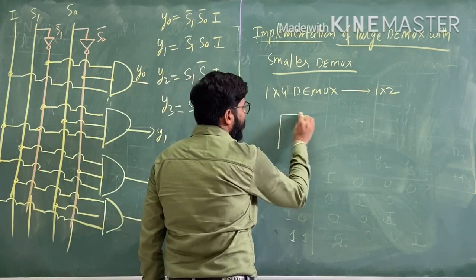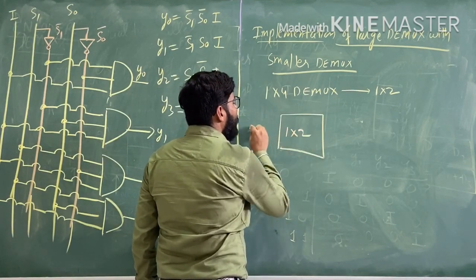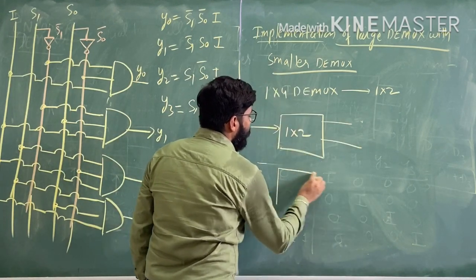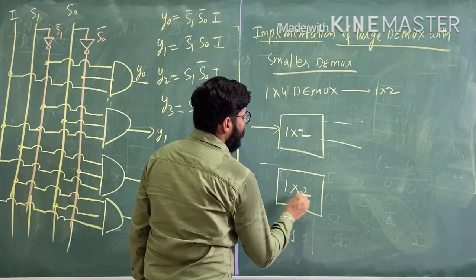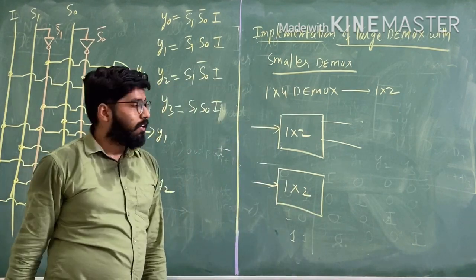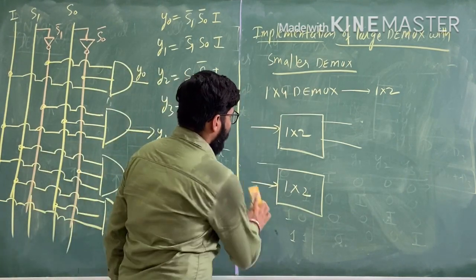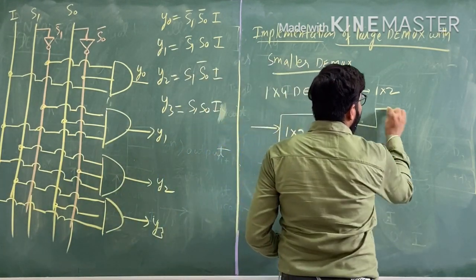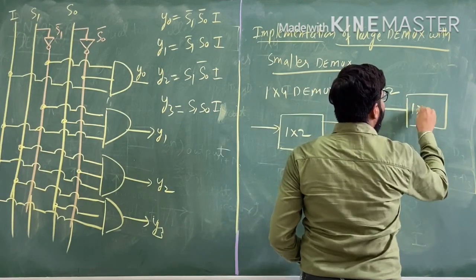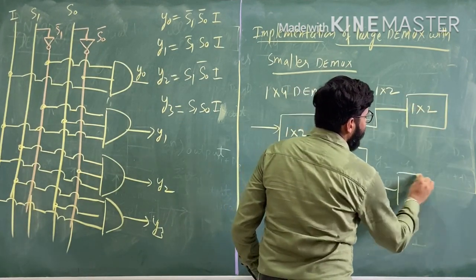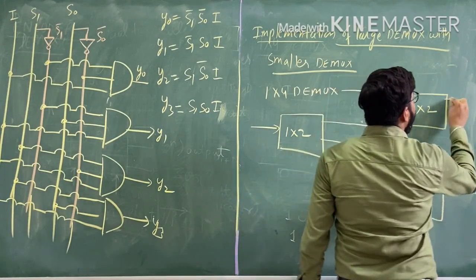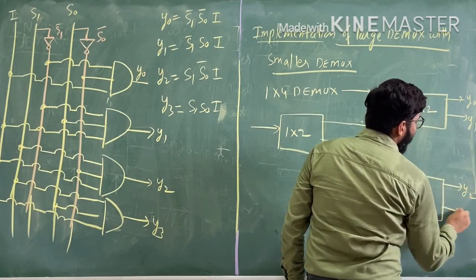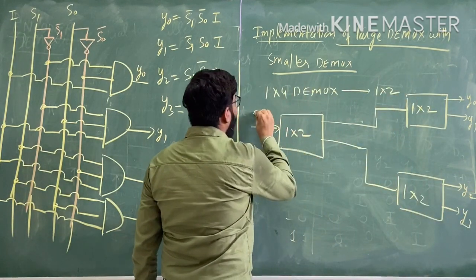So we have to put here a 1 cross 2 demux, and here we use it for the 1 cross 4 demux. Now put its outputs into another demux, that is 1 cross 2, and the other output into another demux, that is 1 cross 2. We will get y0 here, y1 here, y2 here, and y3 here, and we put I here.